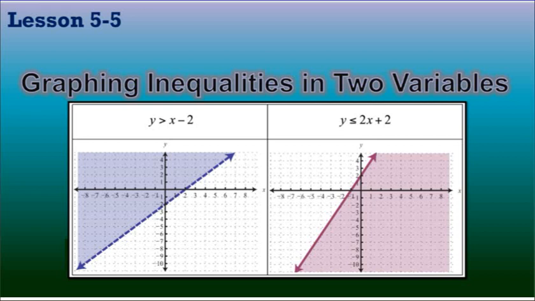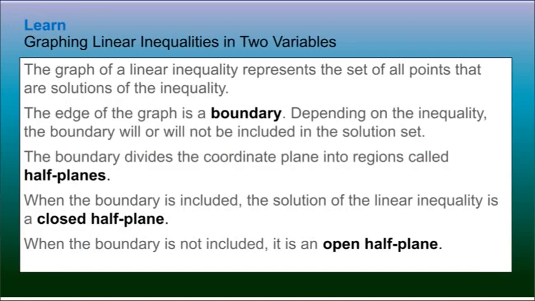Lesson 5-5, graphing inequalities in two variables. The graph of a linear inequality represents the set of all points that are solutions of the inequality. We've already gone through graphing on a number line, but those were just one variable. With two variables, you're going to be graphing on a coordinate plane.